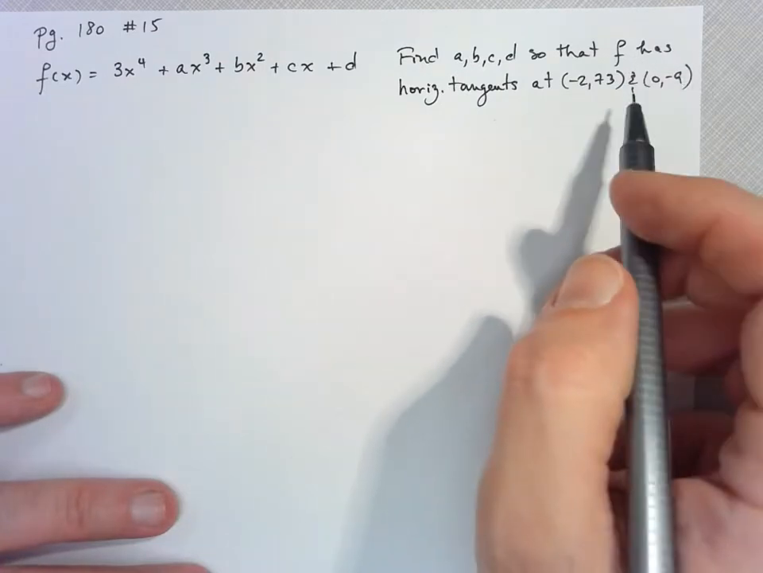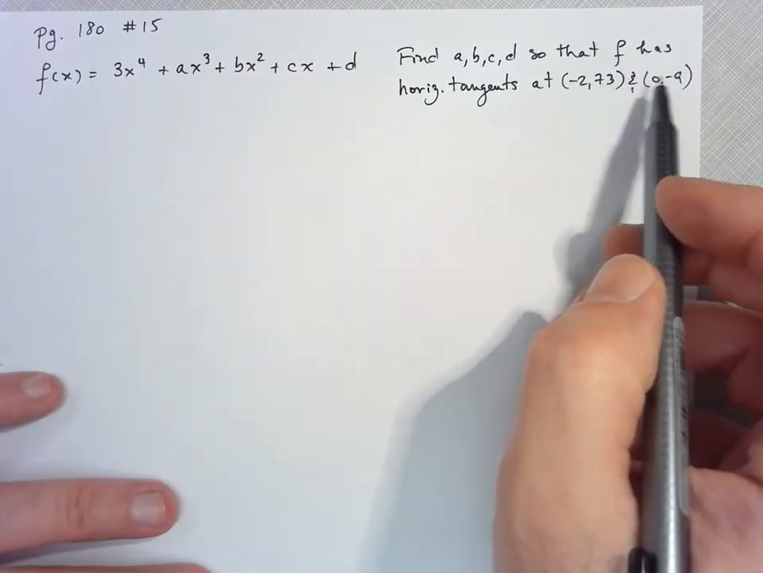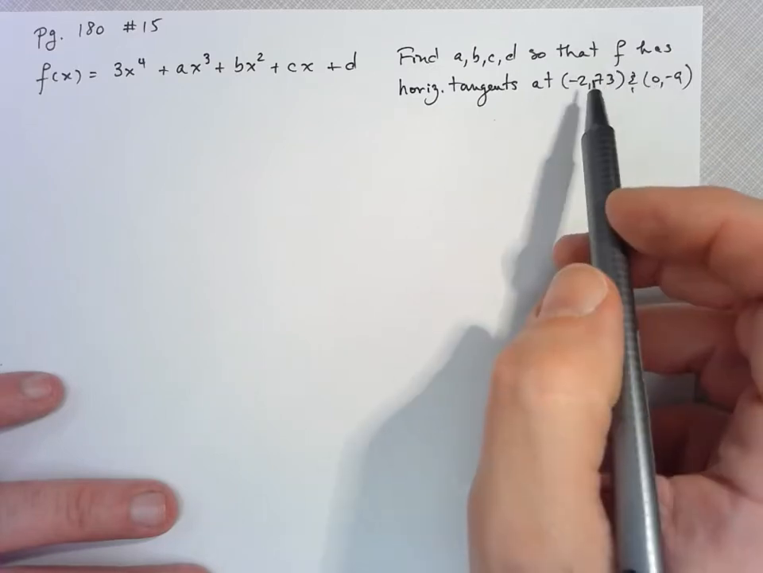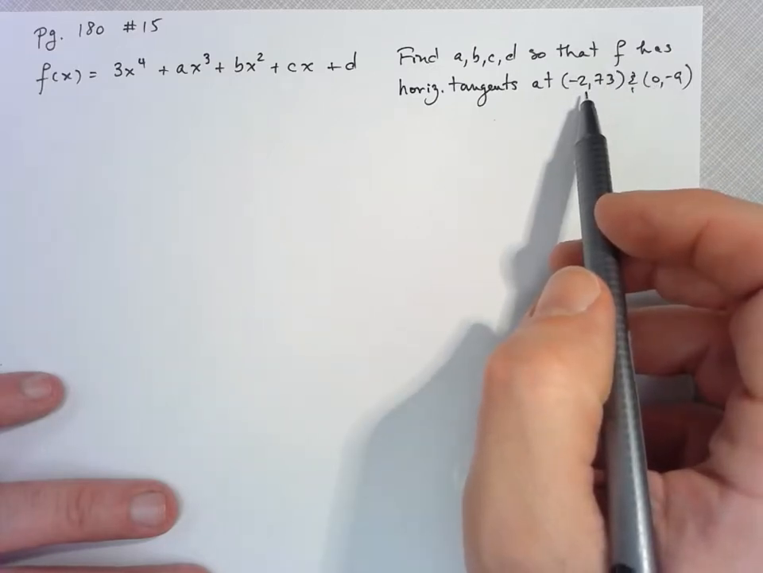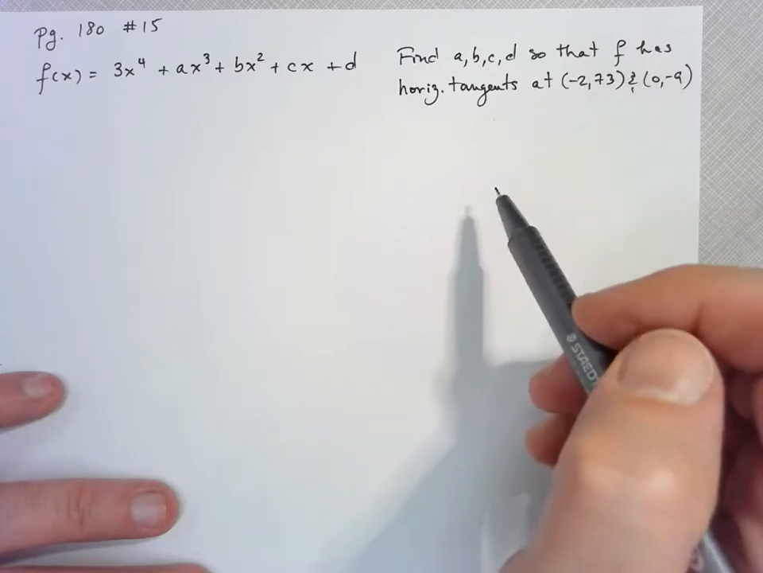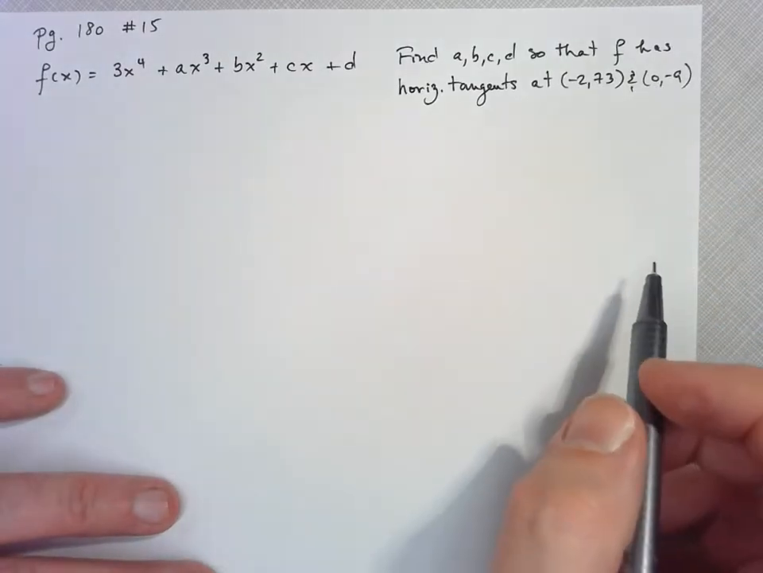we're actually given four pieces of information, because if there's horizontal tangents at these points, it means these points are on the curve. Okay, but horizontal tangents also mean that the derivative is equal to 0. So that means that the derivative at -2 and the derivative at 0 are both equal to 0. Okay, so those are four pieces of information.